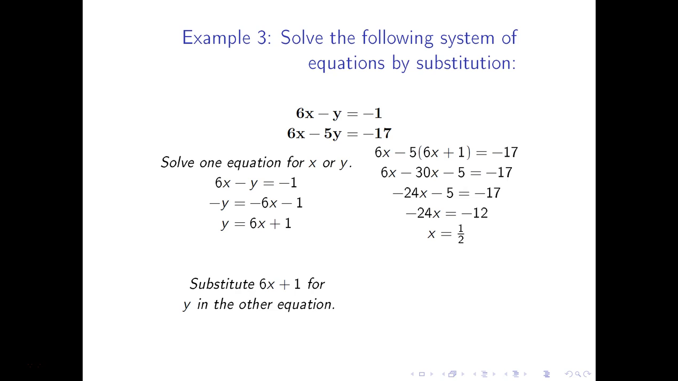If you didn't get that correct, pause and keep going from here. If you did get it correctly, let's just keep going on. I can substitute that into the other one, and I get 6 times 1/2 minus y equals -1. And notice, I didn't substitute back into y equals 6x plus 1. I substituted into the original equation. This helps you have fewer issues. So I have 6 times 1/2, which is 3. Then I subtract 3 from both sides. I get -y equals -4. So when you put that all together, you get the point 1/2 and 4.